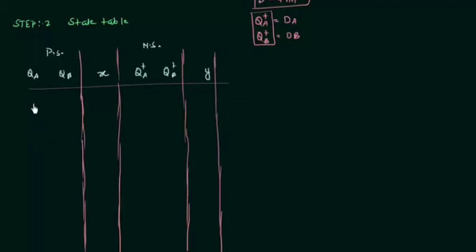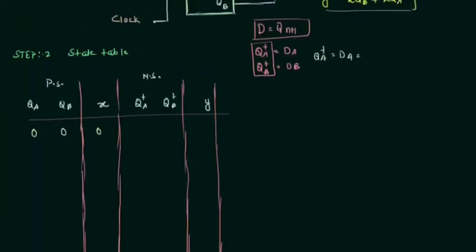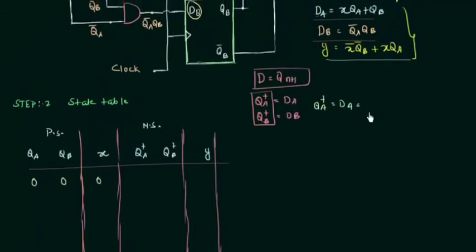So let's fill this 0, 0, 0. Let's see this first case. When QA, QB is 0 and the input is 0, what will be the next state and output? QA plus is equal to dA, and dA is XQA or QB. So QA is 0 and X is 0, so I will write 0 and 0. QB is also 0, so overall I'm going to get 0.